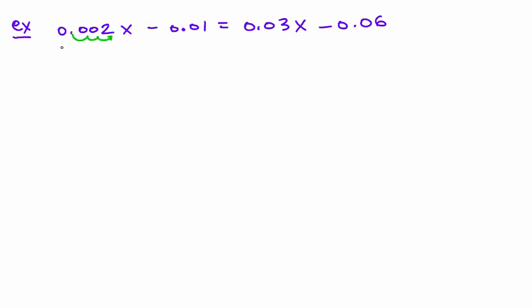So in this case, let's take a look at 0.002x minus 0.01 is equal to 0.03x minus 0.06. If I use the move-over-the-decimal-place trick, this needs to move to here, which is multiplying by 1,000. Essentially, if you multiply one side by 1,000, you've got to multiply the other side by 1,000. Each term gets multiplied by 1,000. That moves the decimal place over 3 spots.